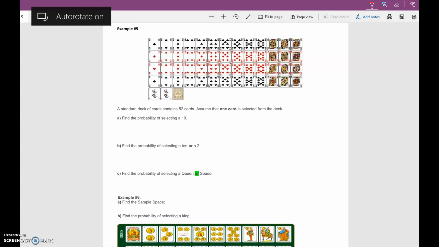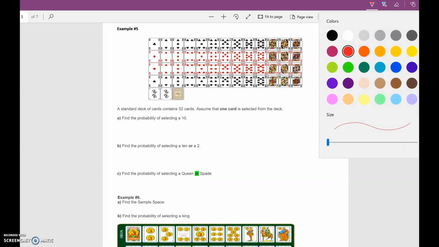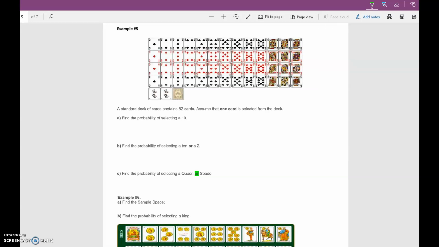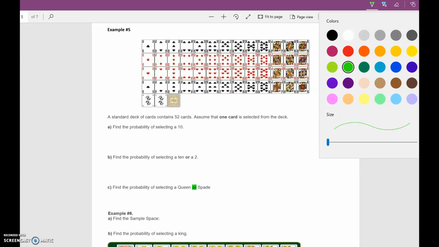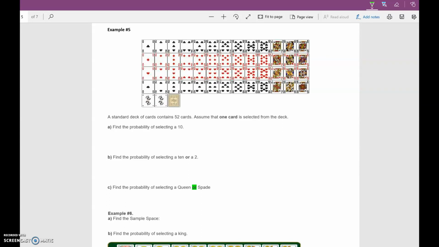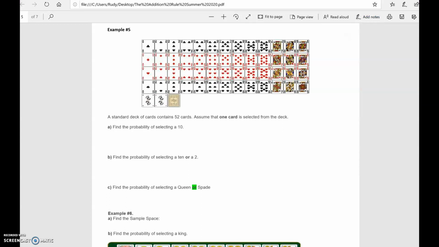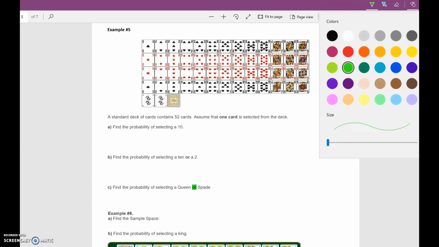Hi class, let's take a look at example 5. Now, in example 5, you're going to encounter some of these problems in the homework that are going to have the same idea. Now, if I give you a problem on a paper exam and it has to do with actual cards, it'll be this deck of cards, and I'll actually provide the same deck, and it is understood as out of 52 cards unless it actually states something else.